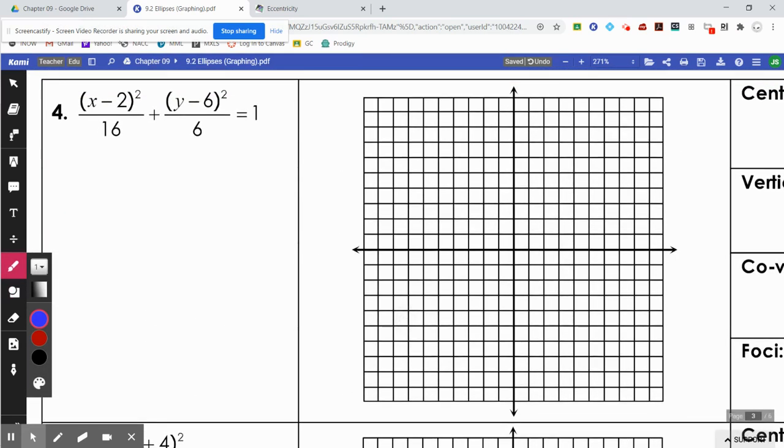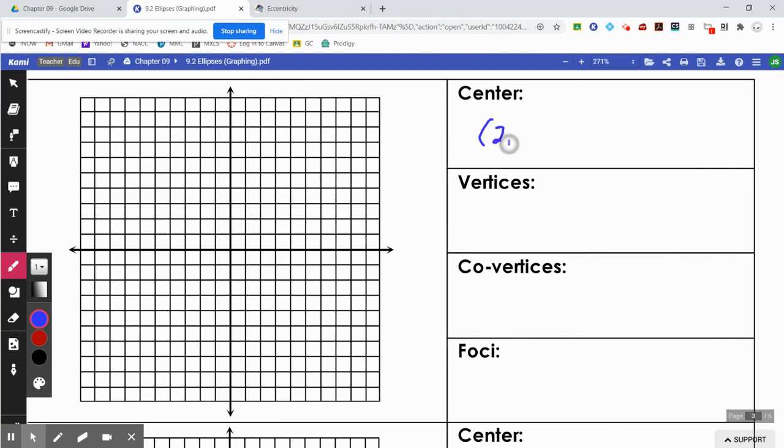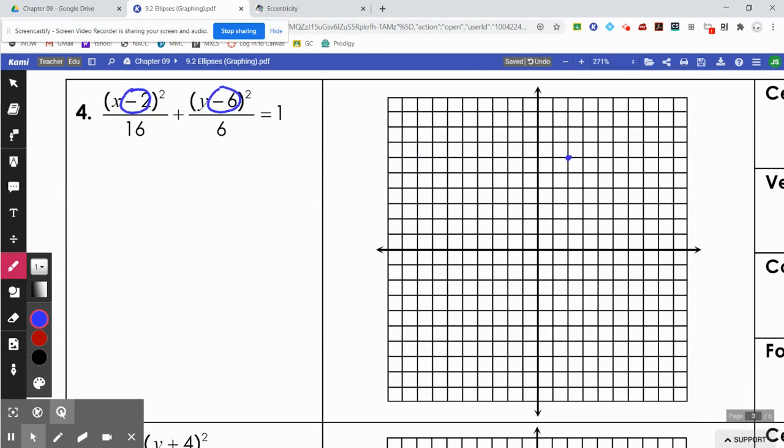Number 4. On this one, our center has been moved right 2 and up 6. So therefore, the center is located at 2, 6. Let's go ahead and plot that. Let's identify our a squared, which is here, the larger number. B squared is 6. So therefore, our a is going to be plus and minus 4. Our b is going to be plus and minus the square root of 6, which is about plus and minus 2.4.